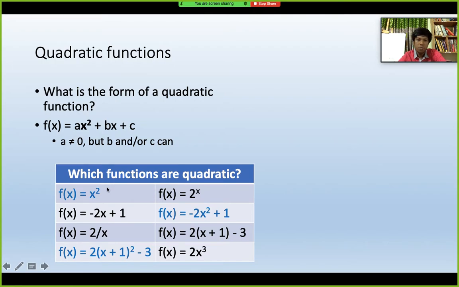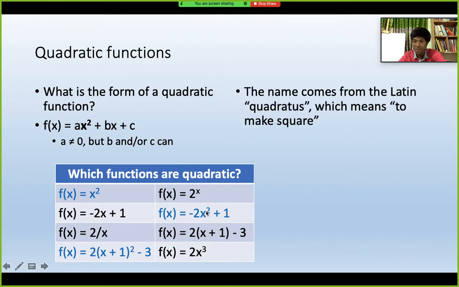So this blue color, only the blue colored functions are quadratic, others are not. This one is quadratic, this one is quadratic, and this one is quadratic, and the others are not quadratic. They are different things but not quadratic.